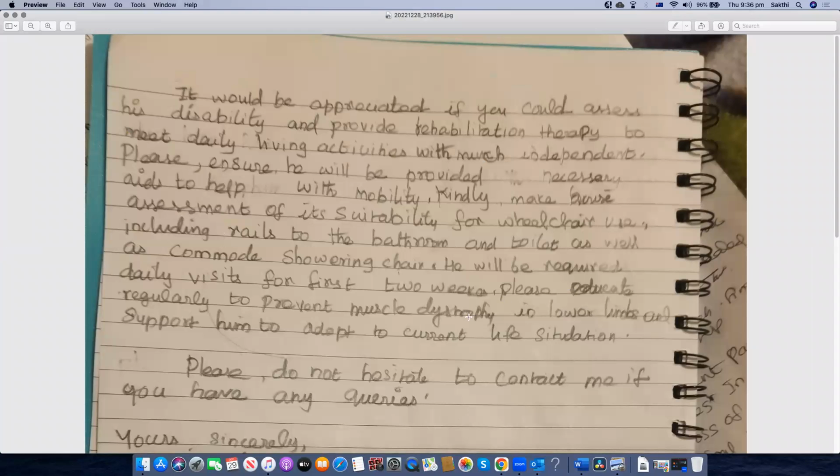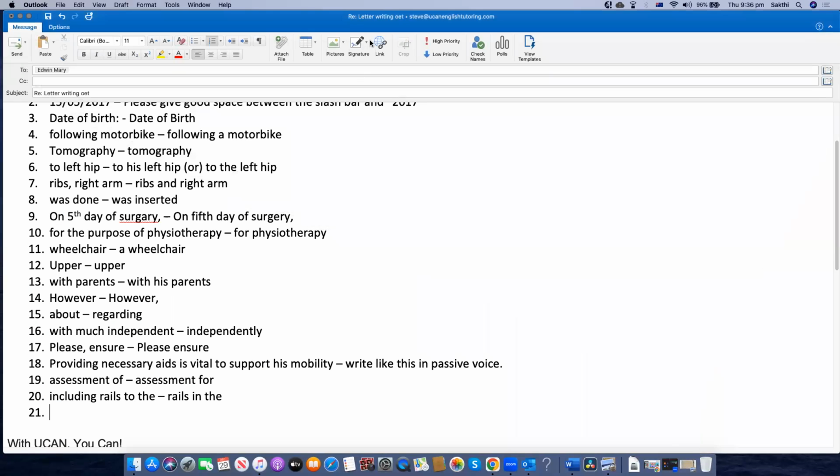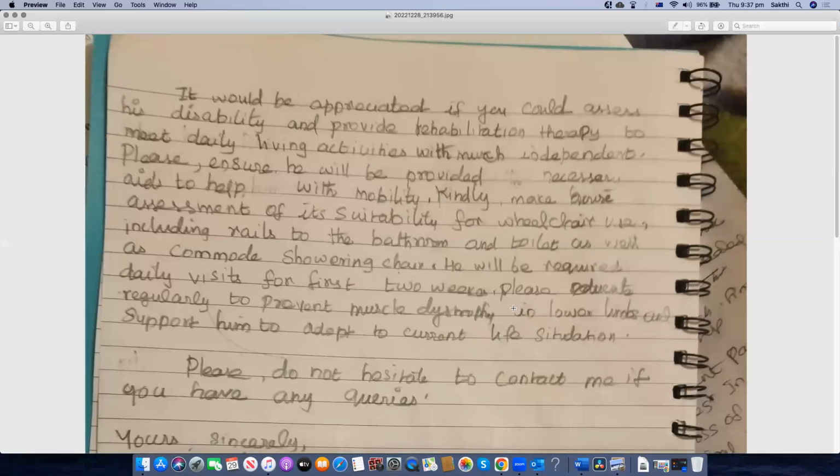Okay, "he will be required daily visits." No, daily visits will be required. All right, instead of saying "he will be required," we can use daily visits will be required. It's better to write like this, because "he will be required" is wrong. You can't say he will be required.